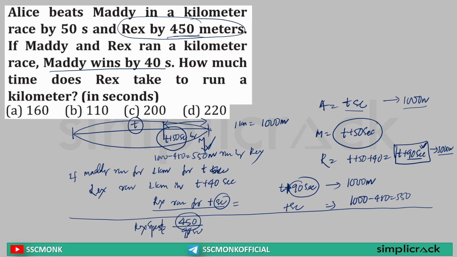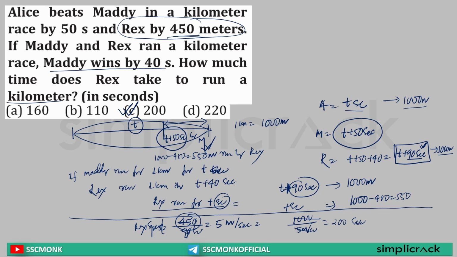Sir, 0 crossed out, 9 fives are 45. So the speed of Rex is equal to 5 meters per second. If I have to find the time for 1 kilometer, it will be 1000 meters at the rate of 5 meters per second, which is equal to 200 seconds. So Rex will take 200 seconds to run 1 kilometer.